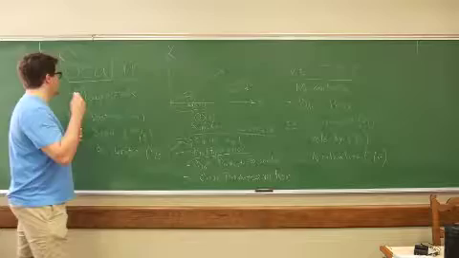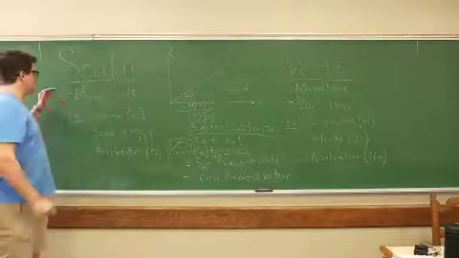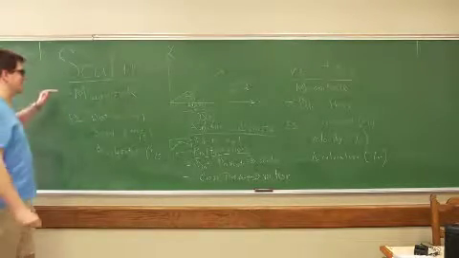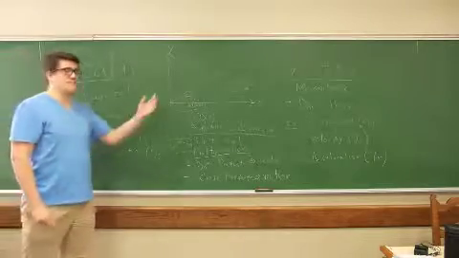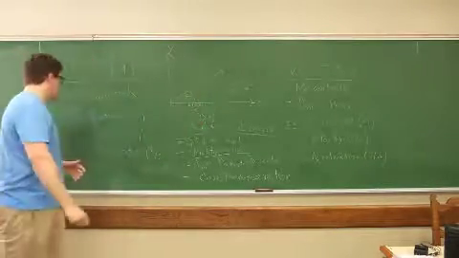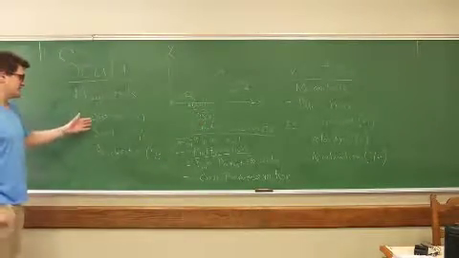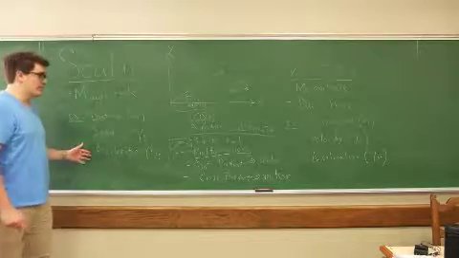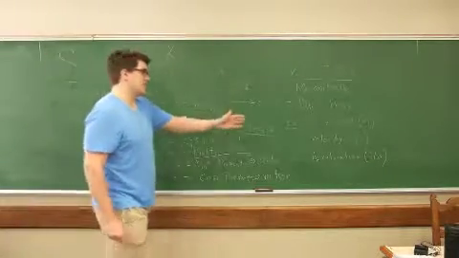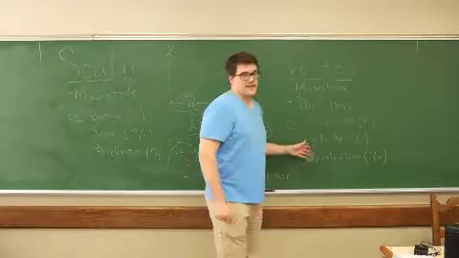So let's get started. We have scalars and vectors. The difference between scalars and vectors is that scalars have magnitude, while vectors have magnitude and direction. Some examples of scalars are distance, speed, and acceleration. Some examples of vectors are displacement, velocity, and acceleration.